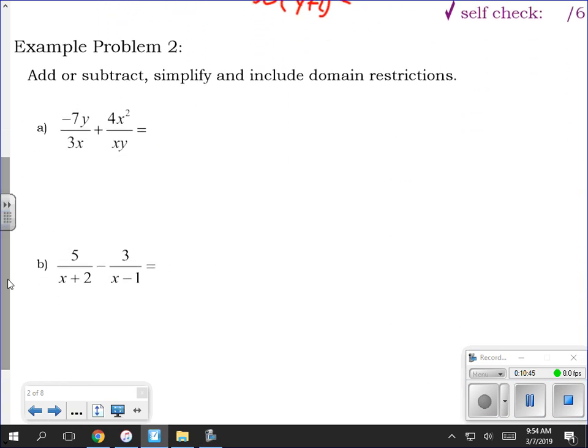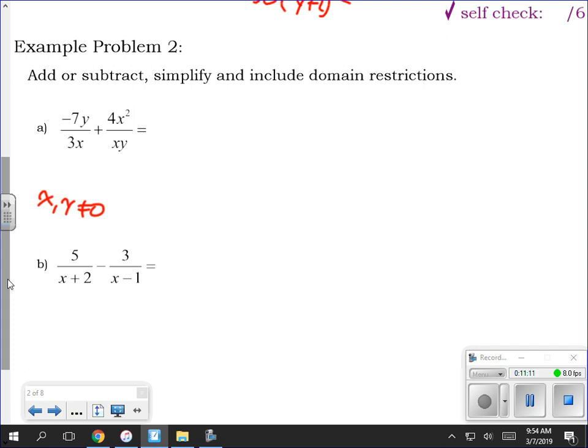So, example problem number 2: add or subtract, simplify, and include domain restrictions. I'm actually going to nail my domain restrictions on this one first. X and Y can't be 0. X and Y cannot be 0. Now, getting the common denominators is actually pretty easy.